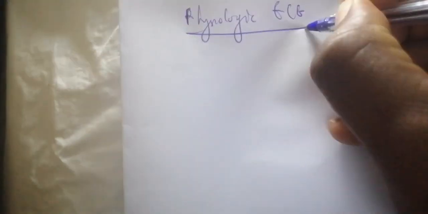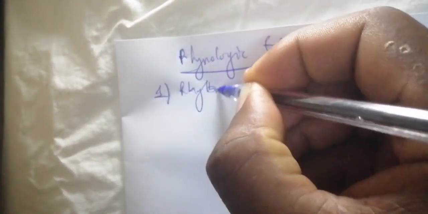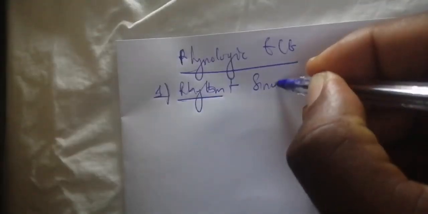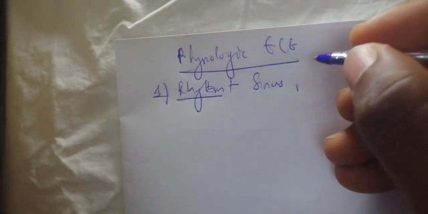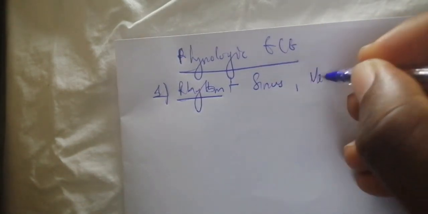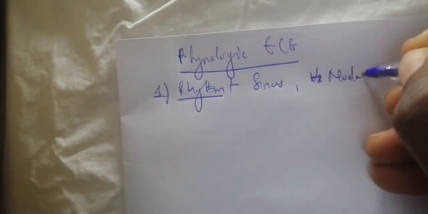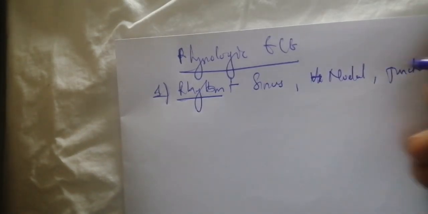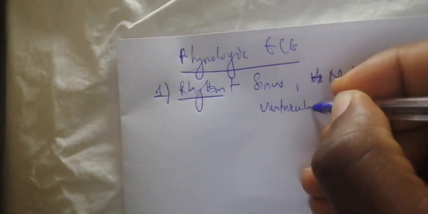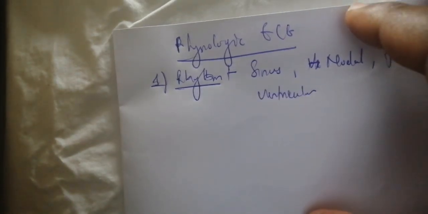Hello, in this tutorial we're going to visualize physiologic ECG interpretation, or the normal standard step-by-step ECG interpretation methods. So as a first point, you start off with the rhythm. For the rhythm, we need to know that you can have a sinus rhythm, a nodal rhythm, a junctional rhythm, or a ventricular rhythm. Those are the different rhythms that you can have on ECG.